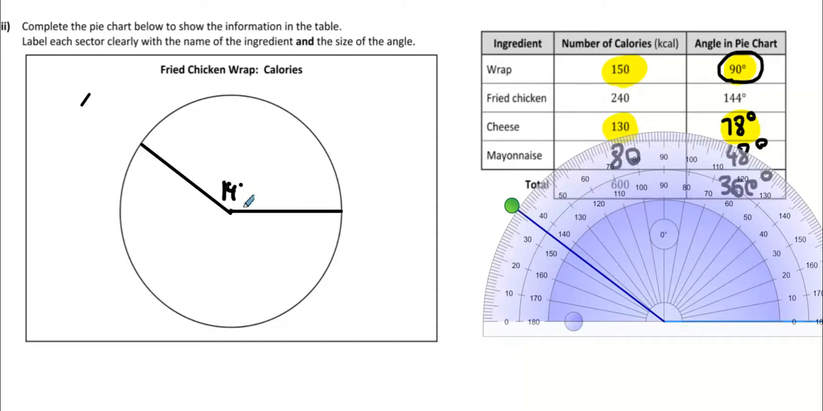And what's that one called? The fried chicken. That's there, we label it. All right. We'll do the easy one now. The easy one is the 90 degrees. Straight down, isn't it? And what was that for? The wrap. Now you have to do one more. Okay, so here's how I'm going to do the next one.